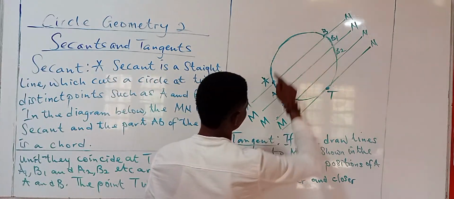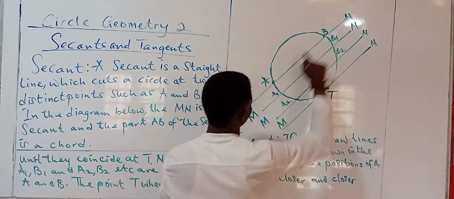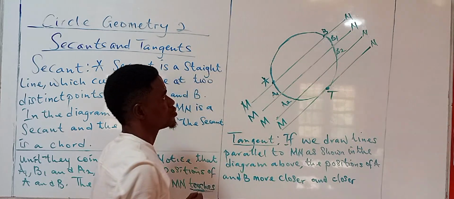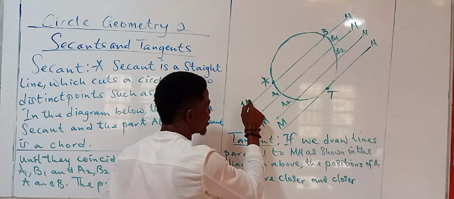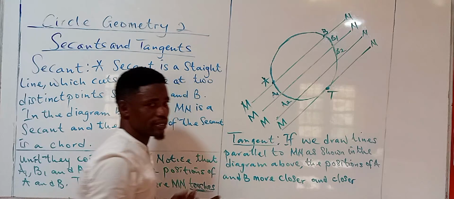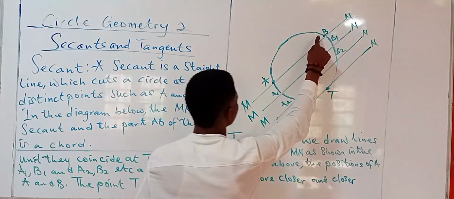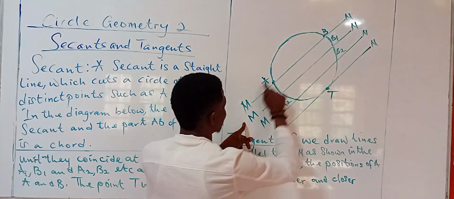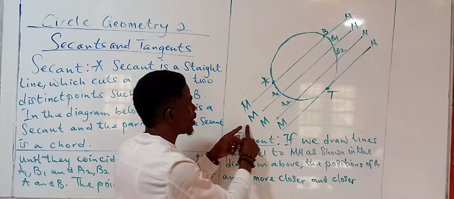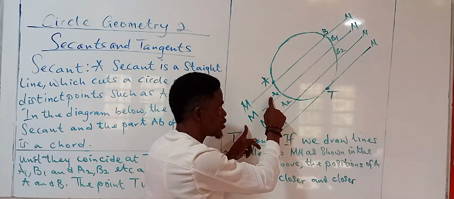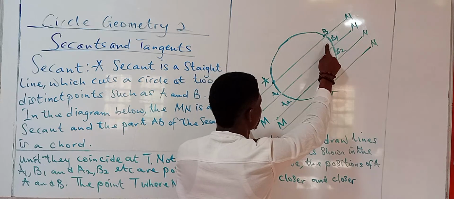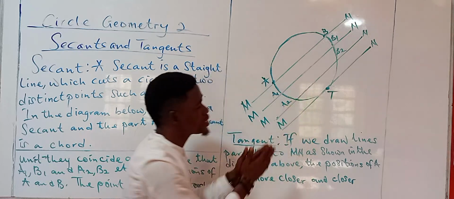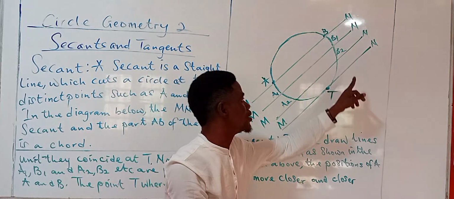This is a circle, and we have a straight line M and N. This straight line MN is known as a secant, while AB is known as a chord. When we draw another line, A1 and B1, we have another chord. We keep moving the line until MN touches the circle at a point.